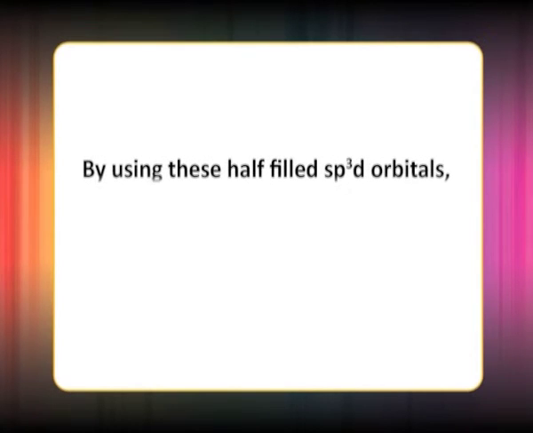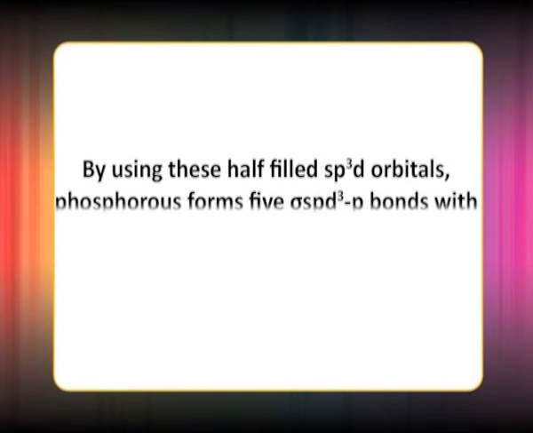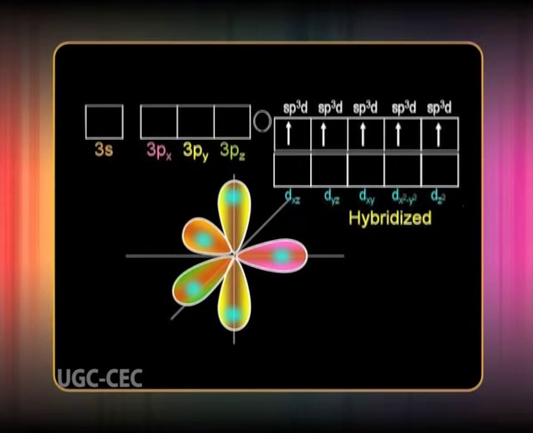By using these half-filled sp3d hybrid orbitals, phosphorus forms 5 sigma sp3d-p bonds with chlorine atoms. Each chlorine atom makes use of half-filled 3pz orbitals for the bond formation. The shape of phosphorus pentachloride molecule is trigonal bipyramidal with 120 and 90 degree chlorine-phosphorus-chlorine bond angles.